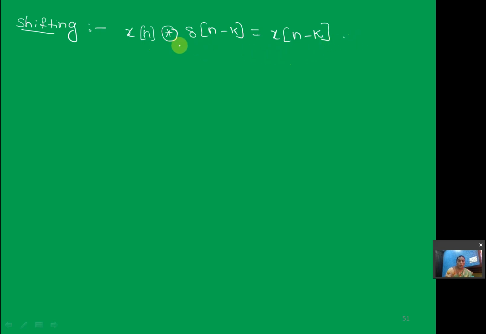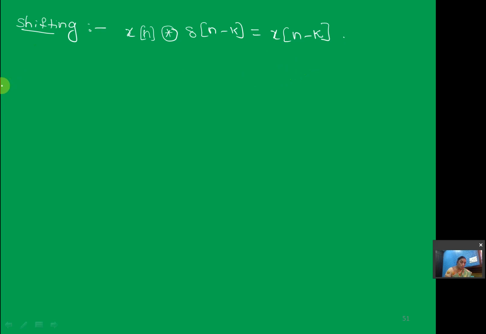So here, convolving between x of n and del of n gives x of n. Convolving between x of n and a shifted impulse signal gives the same signal x of n, but shifted according to the impulse signal's shifting parameter. Okay, so that is the conclusion here.